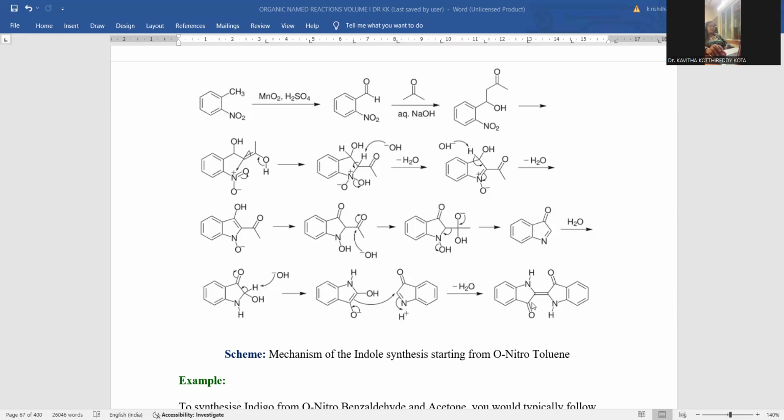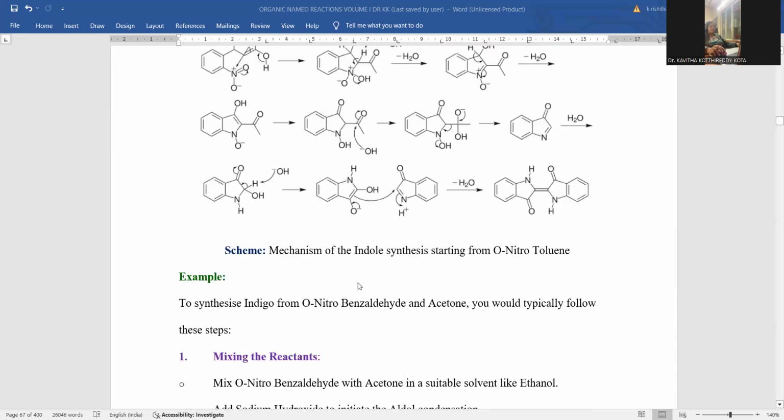Here is a ketonic moiety, and here is another ketonic moiety. In between these two, the carbons are joined with an olefinic double bond. This is the way the entire process of indigo dye formation is possible, starting with orthonitrobenzaldehyde treated with acetone under alkaline conditions. Alkaline conditions are the driving force to achieve the entire product. In every step, alkaline condition is most important to move this reaction forward, right?